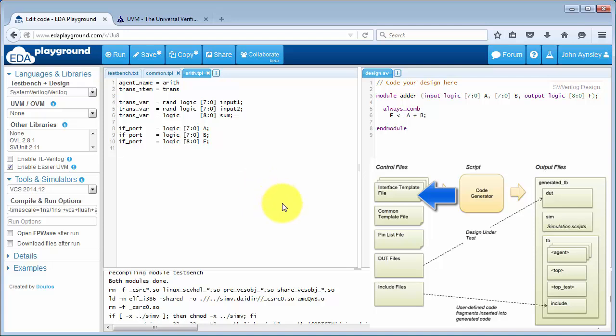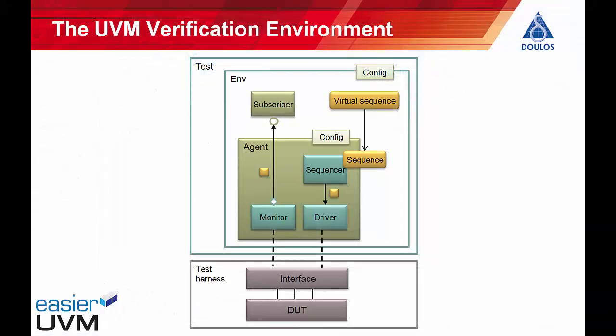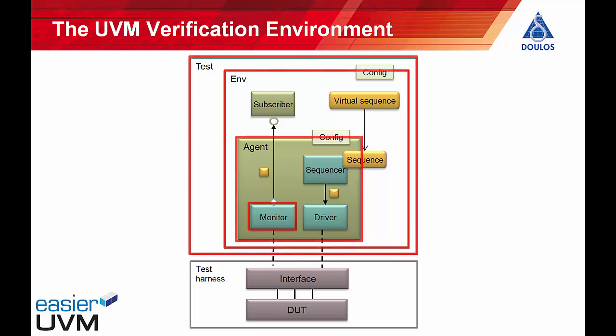Let's take a look at what those settings mean by relating them to the structure of the UVM verification environment. So this diagram shows the structure of the generated code for our simple example. If you don't recognize this diagram, you probably want to review some of the other videos in this series on Easier UVM. Each of the boxes at the bottom of the diagram correspond to module-based code with the SystemVerilog interface and the module for the DUT itself. Each of the boxes at the top of the diagram correspond to UVM classes.